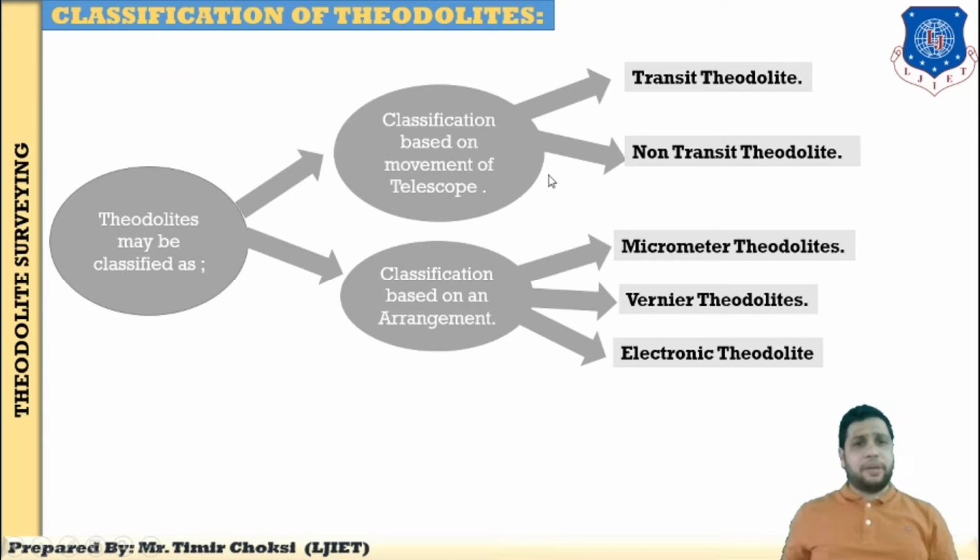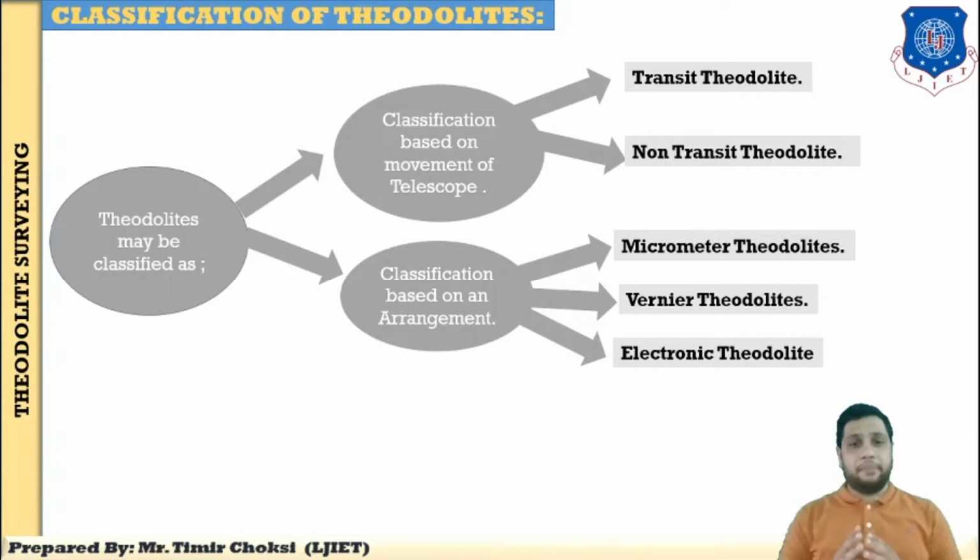Now, the most important question is the classification of theodolite. The classification of theodolite is mainly of two types: one based on the movement of the telescope, and the other based on arrangement. So there are two classifications, depending upon the movement of the telescope and the arrangement.